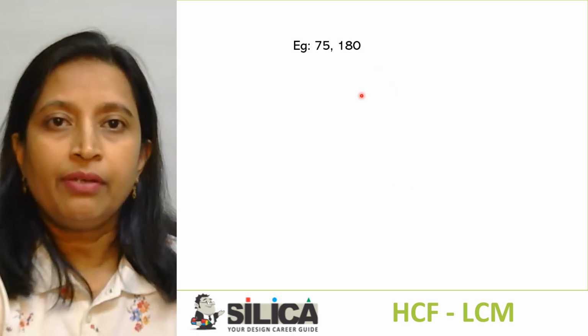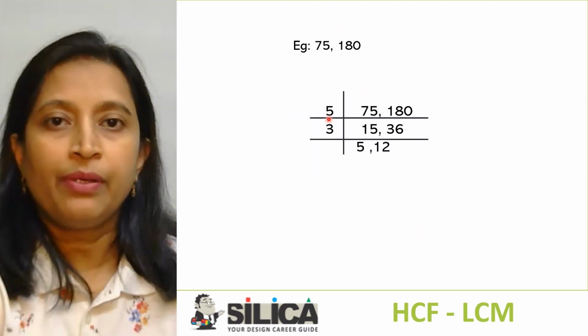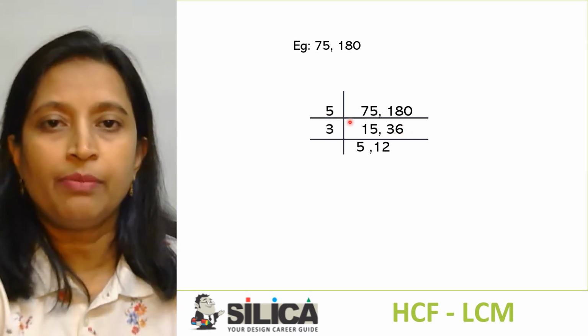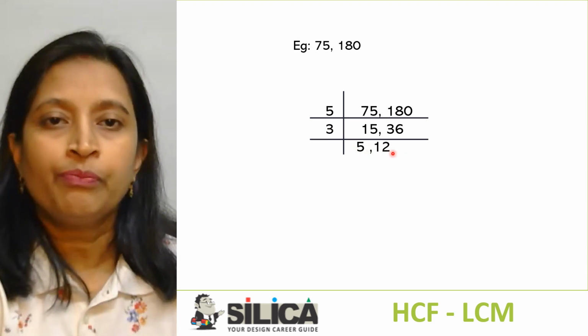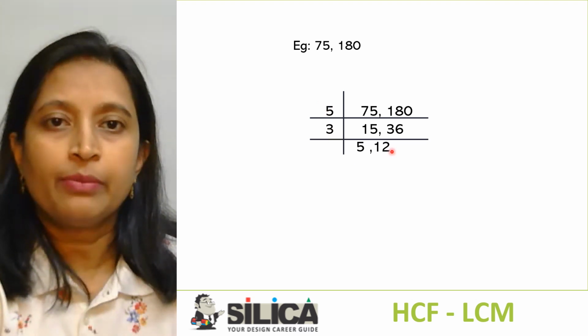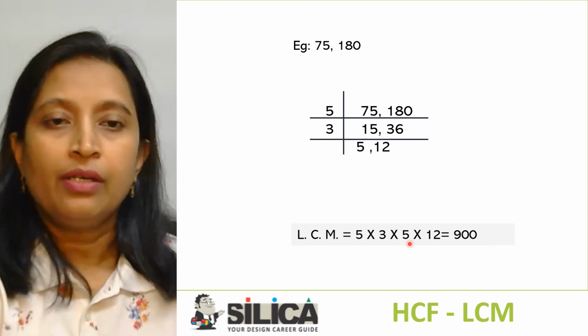Similarly for 75 and 180, first if we divide by 5, we get 15 and 36. We can see these are divisible by 3, so we get 5 and 12. Again no number can divide both. So we get the LCM by multiplying all these numbers: 5 into 3 into 5 into 12. So it is 900.